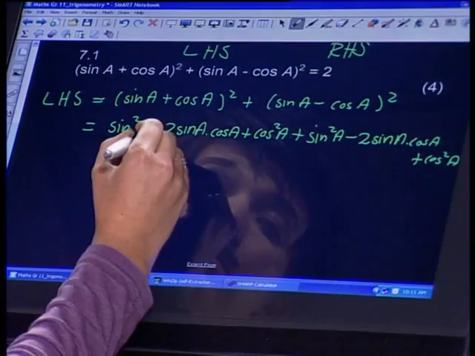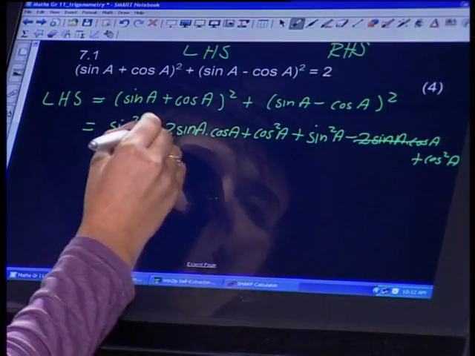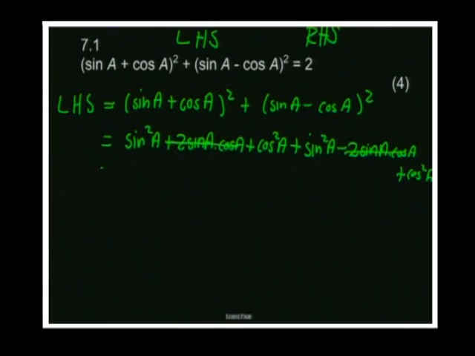Now I'm going to add and subtract all my like terms. So I have plus 2 sine A cos A and I have a minus 2 sine A cos A, so those two cancel out. Then I have left 2 sine squared A plus 2 cos squared A. This must ring a bell. Sine squared A plus cos squared A, I know that that is an identity which gives me 1.